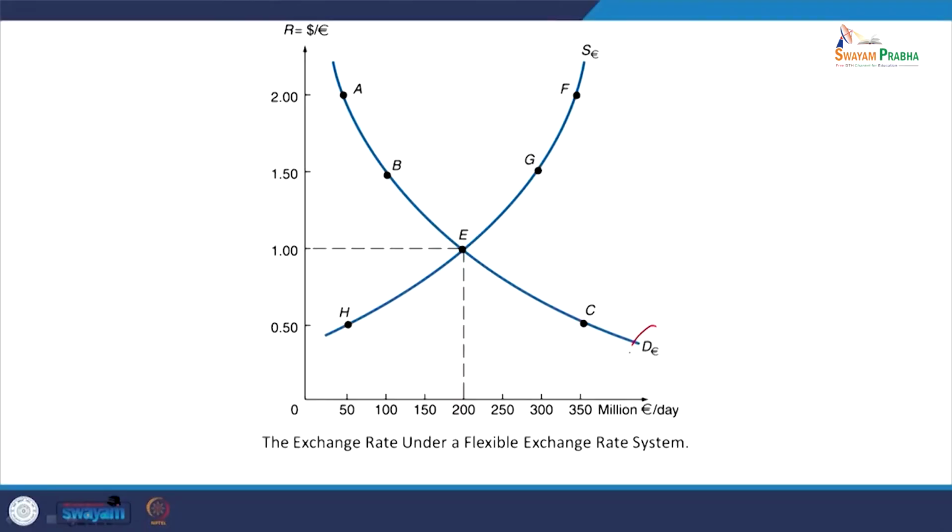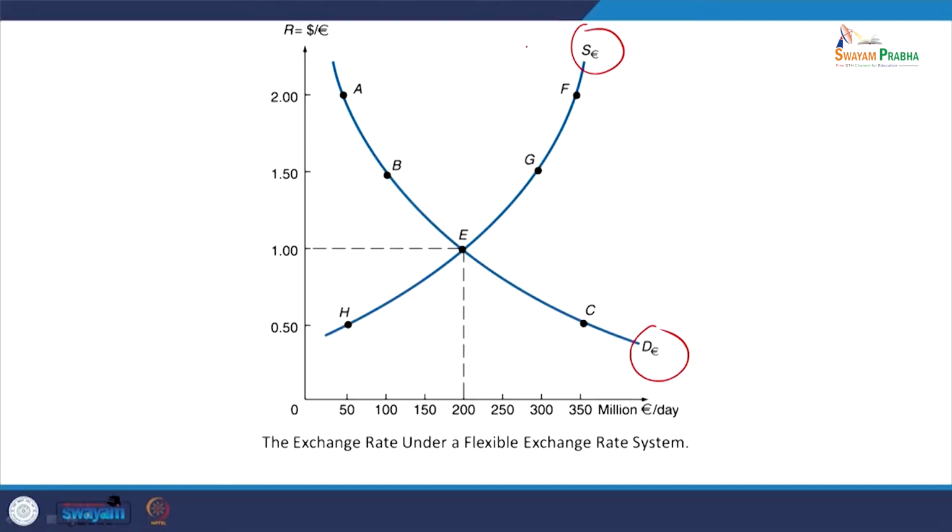We are referring to Dominick Salvatore's book and its diagram, and you can also follow it simultaneously for parallel reading. I am quoting that book, and you can get this type of diagram from almost all books on international trade. Basically, it is a simple demand curve and supply curve, the demand for euros and the supply of euros.